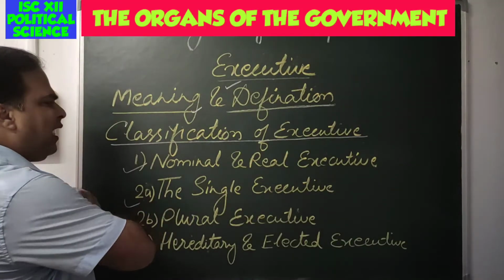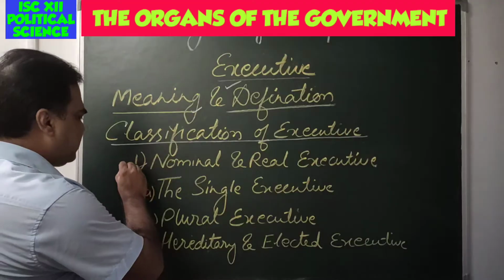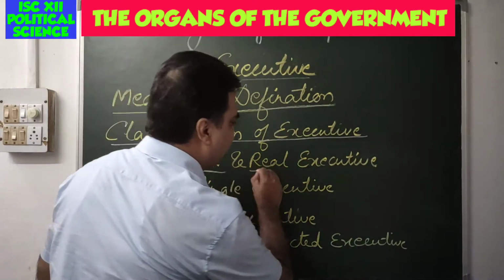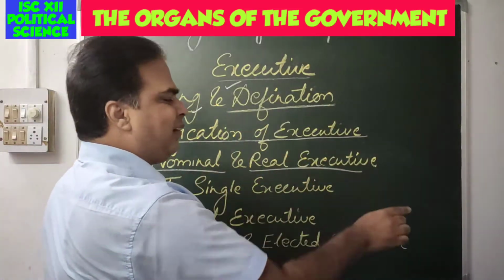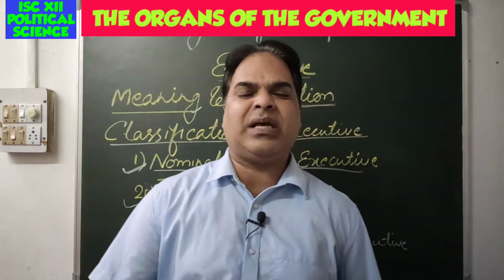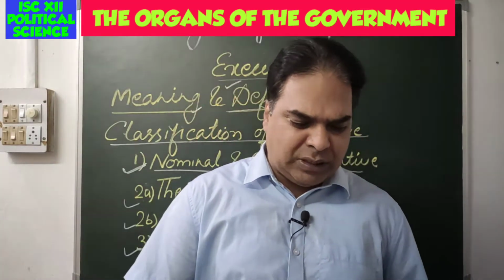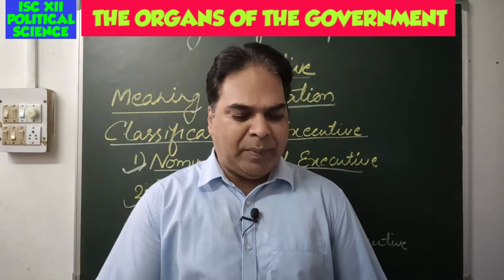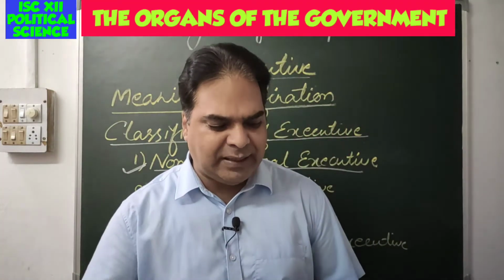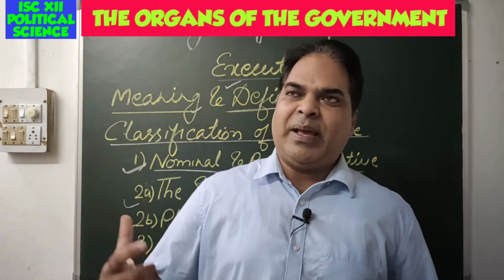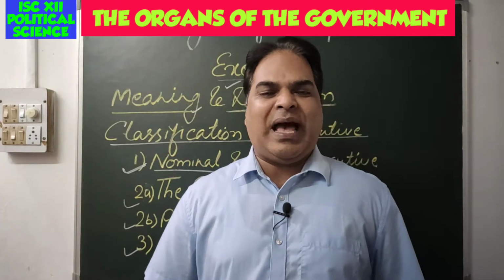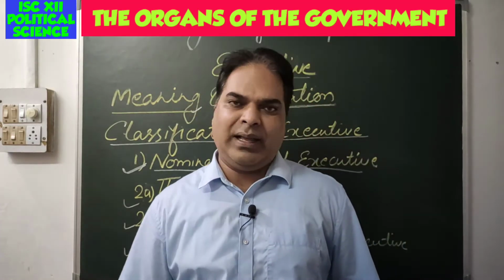Now the classification of the executive. The first one is nominal and real executive. There is a difference between nominal and real executive. Nominal executives are also known as the constitutional head of the country. Nominal, just for namesake, they are not chosen by the people, they are not elected by the people. In many countries two executives are there. Even in our country, India, we have a nominal executive as well as a real executive.